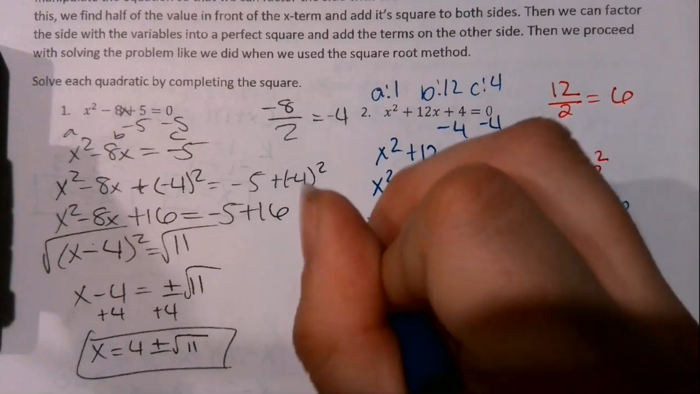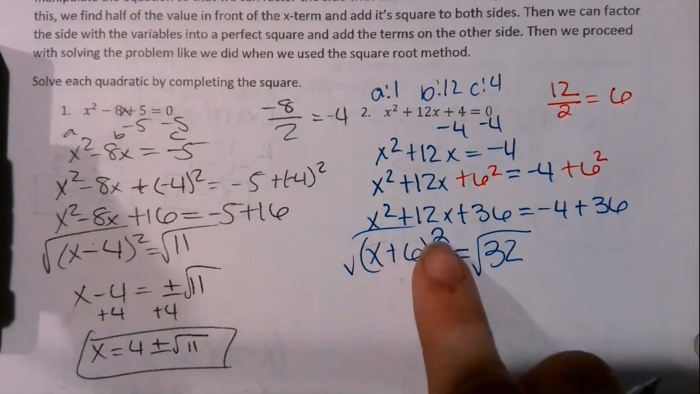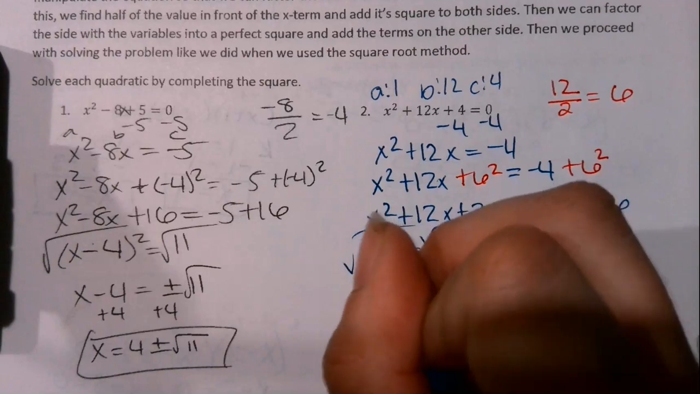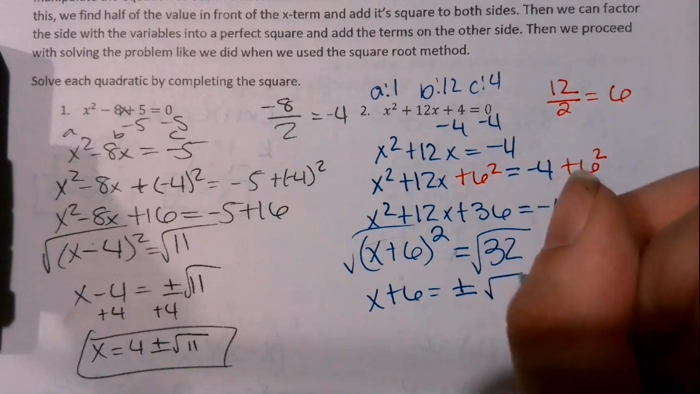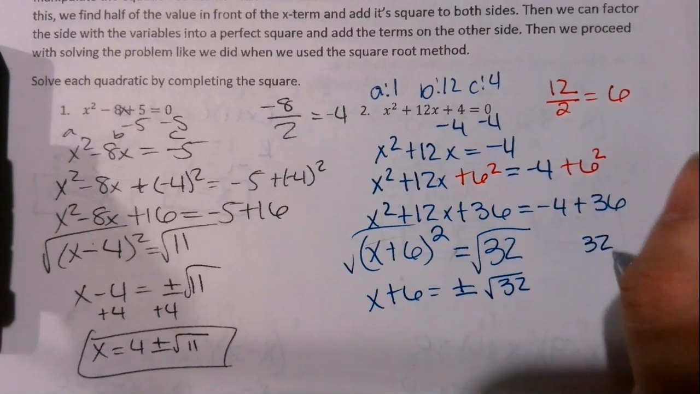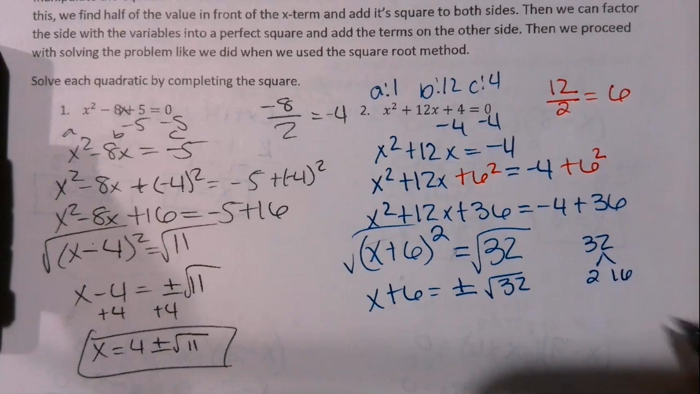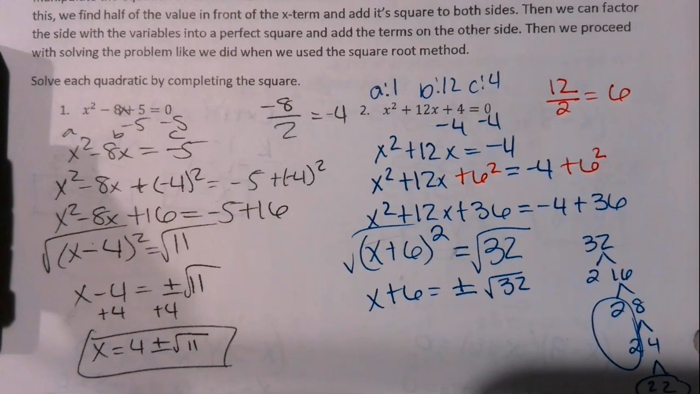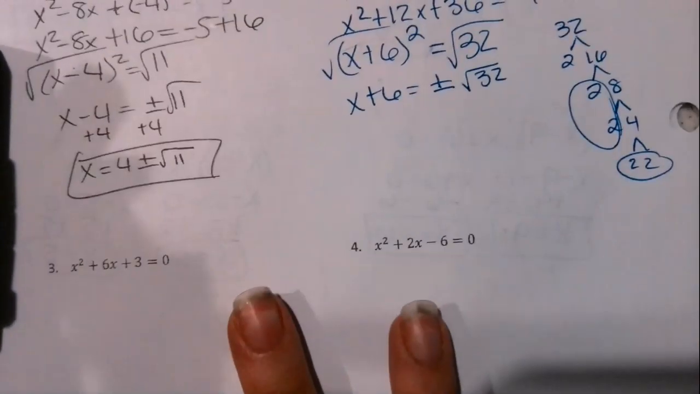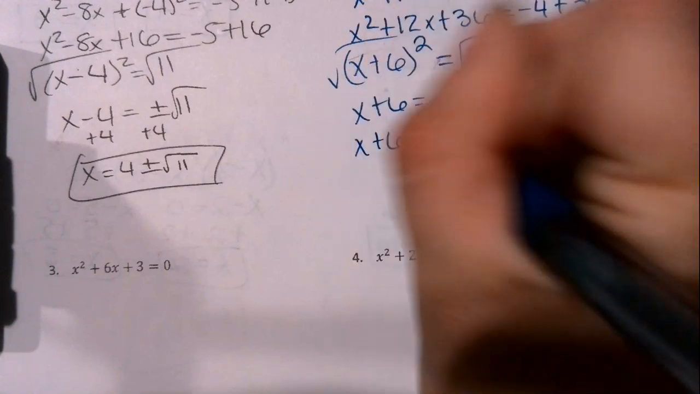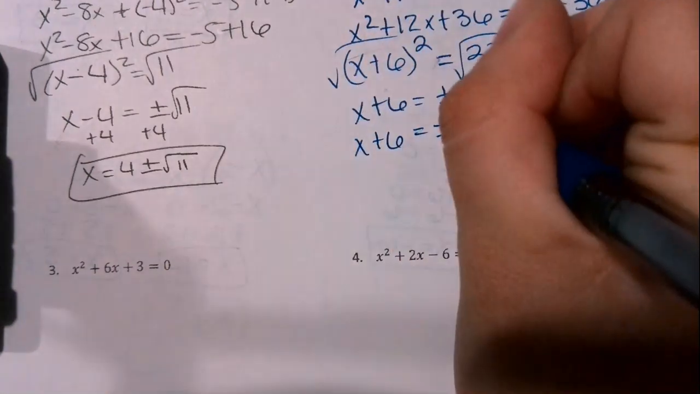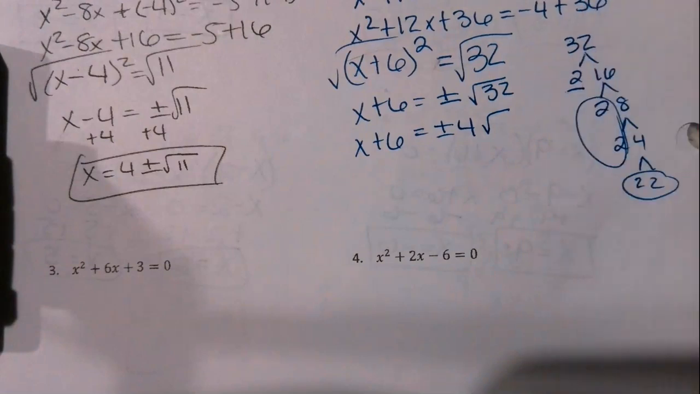Then I want to take the square root of both sides to get rid of my exponent. I have x plus 6 on the left equals plus or minus, because I took the square root, of 32. I want to do my factor tree and see if it simplifies. I have 2 and 16, 2 and 8, 2 and 4, 2 and 2. So I have 2 pairs of 2. So those multiply to 4. And I have a leftover 2 on the inside.